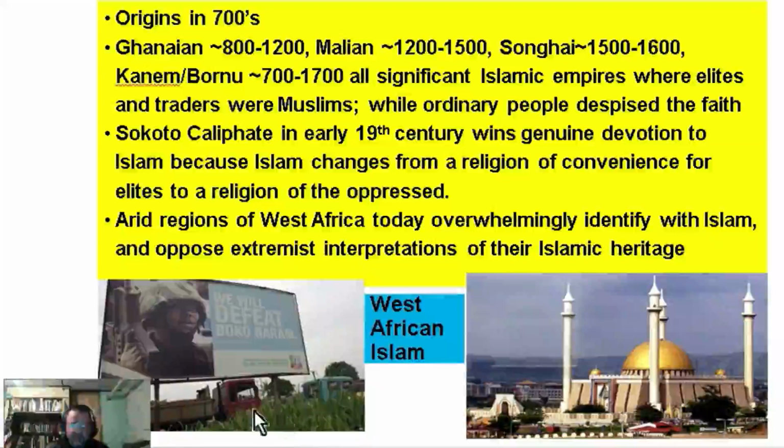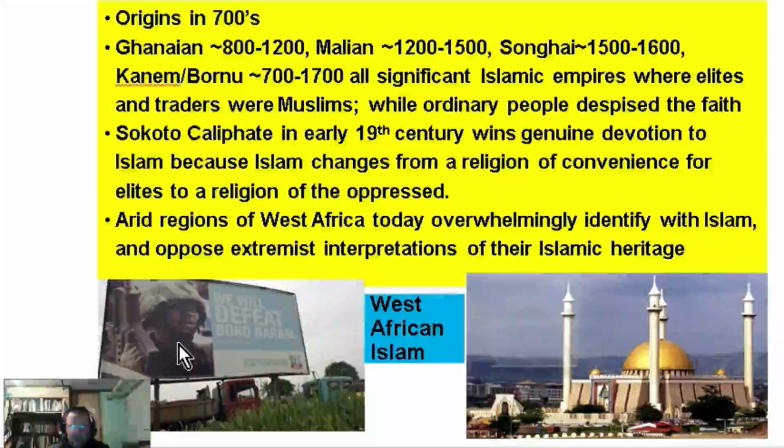On this slide, I've got a picture that shows contemporary Islam. I wanted to point out that the extremist group, Boko Haram, claims to follow the legacy of the Fulani Jihad.